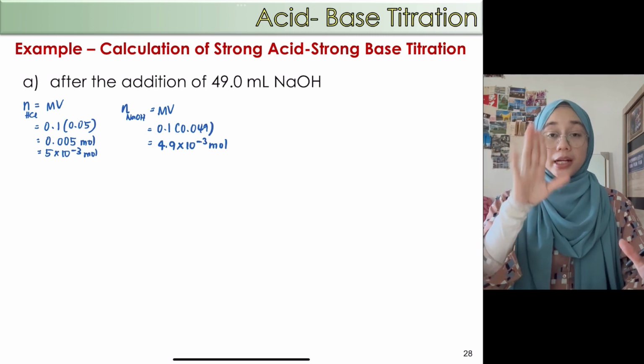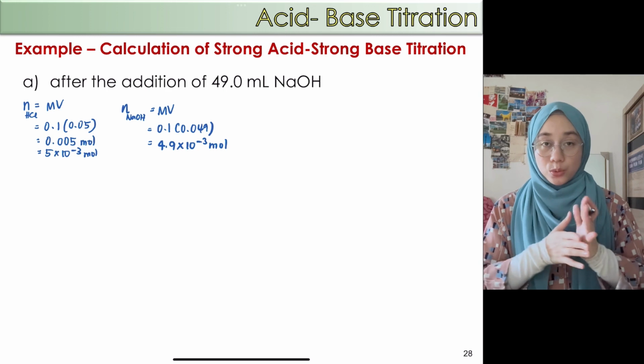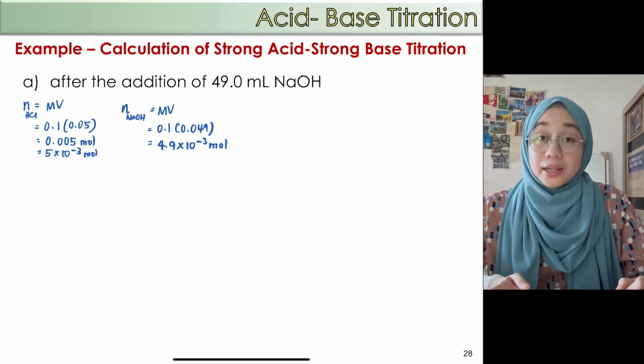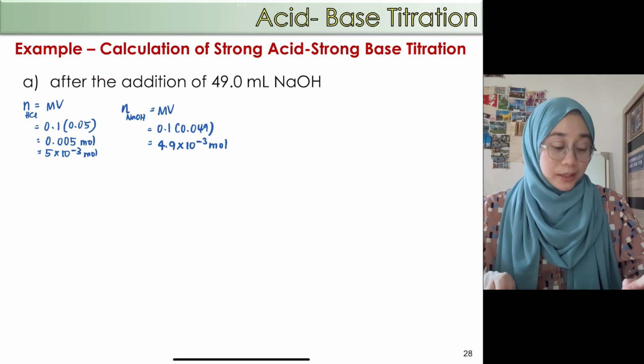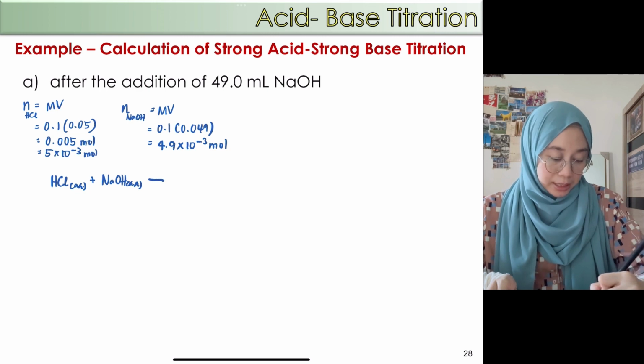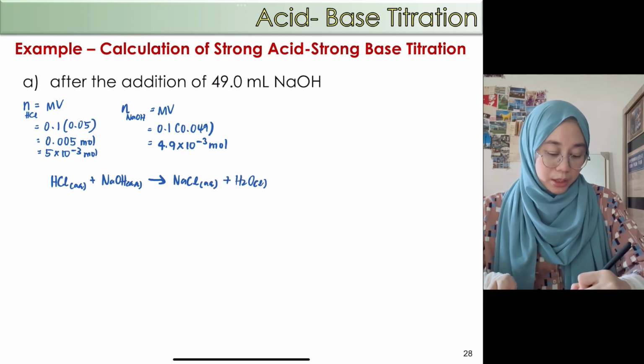And then now kita nak kena guna ICF table. Kenapa nak kena guna ICF table? Because kita mixkan these two together, right? So ICF table ada equation. You have to know how to write the equation. Jadi HCl aqueous tambah NaOH aqueous menghasilkan salt NaCl aqueous juga, and then kita ada H2O liquid dekat sini.